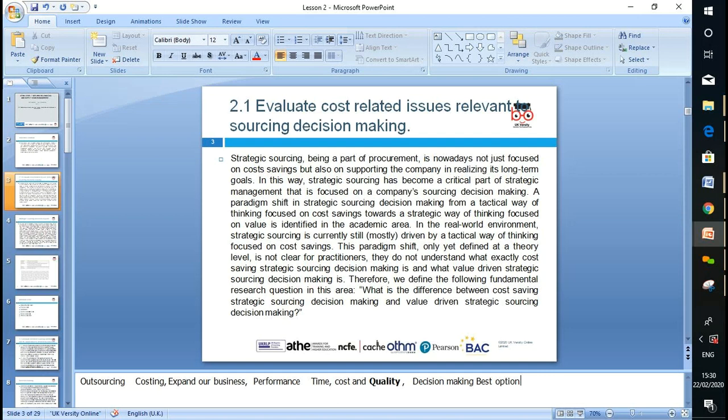In the real-world environment, strategic sourcing is currently still mostly driven by tactical thinking focused on cost saving. The paradigm shift is something we are looking to define at the theory level, and it is not yet clear among practitioners. So we have to do a bit of research on it. There is a lot of research happening in these areas. Sometimes the problem can be that we as a company and the other company have different cultures. What is meant by culture? Any definition of culture?